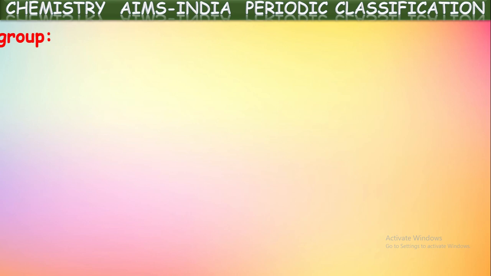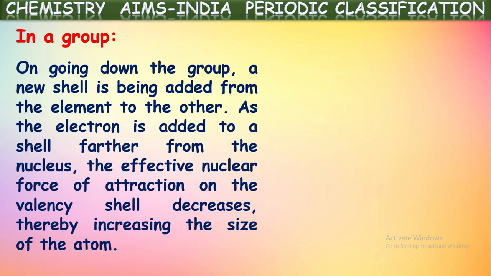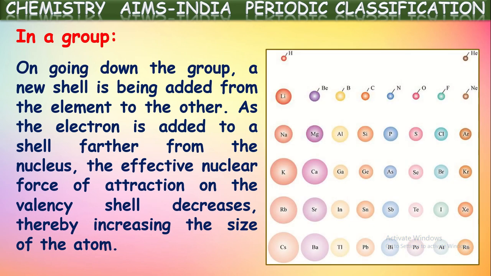Now in a group, how does this atomic radius vary in a group? On going down the group, a new shell is added from one element to another element. As the electron is added to a new shell further from the nucleus, the effective nuclear force of attraction on the valence shell decreases, thereby increasing the size of the atom.